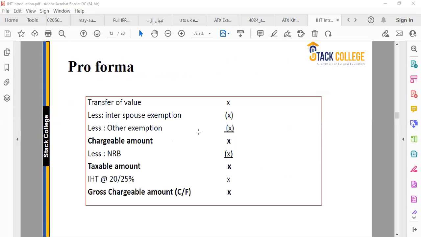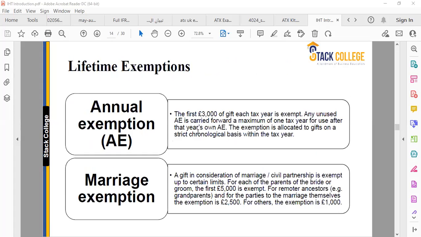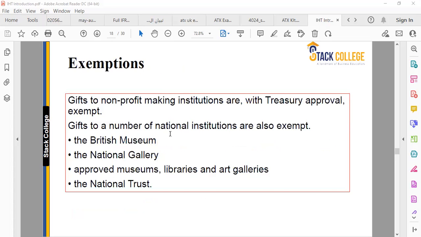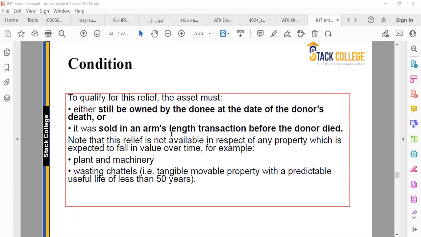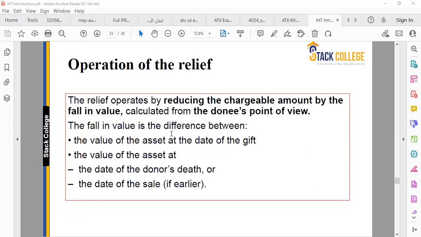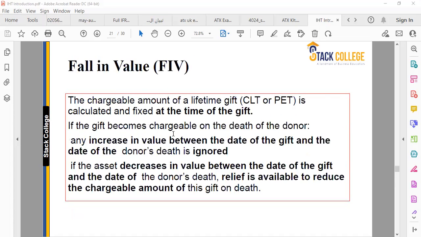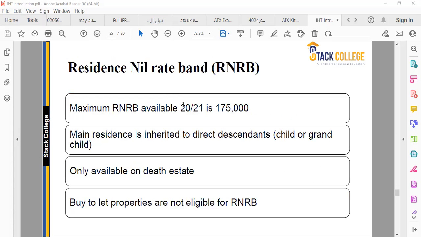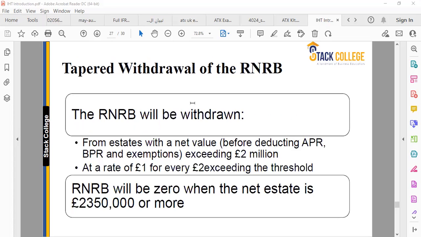What you have to do is read, read, read. The more you read, the more you memorize. These are the exemptions that you have to use in the exam question. These notes have been designed as per the Kaplan study text, because I refer to the Kaplan study text as well as the Kaplan revision kit, which is enough in order to pass this exam.